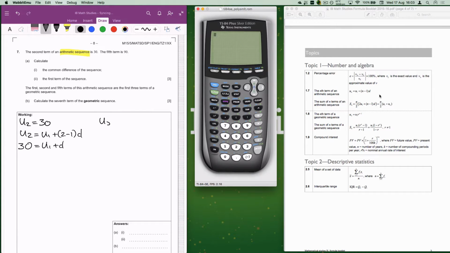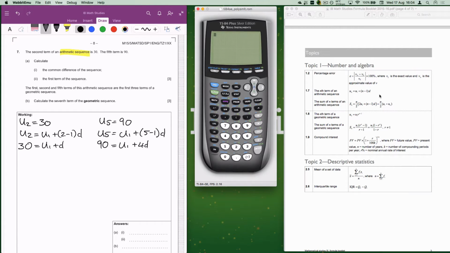We can say that u5 is 90, and u5 must be u1 plus 5 minus 1 times d, which is u1 plus 4d, and that is 90. And we've got two equations. When we have two equations like this, we can just use simultaneous equations to solve this. Now, there is a method on the calculator to do that, but that just makes this very convoluted and kind of difficult to do. It's much easier just actually to do this one by hand.